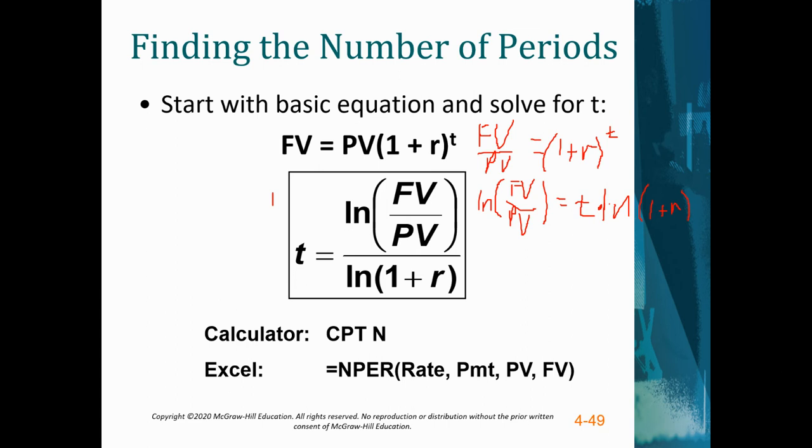Or in Excel, right? I basically type the formula for the number of periods, and put the rate, the payments, which is 0, present value, and future value. And payments in this case, in our case now, is 0. Next chapter, we'll change that assumption.